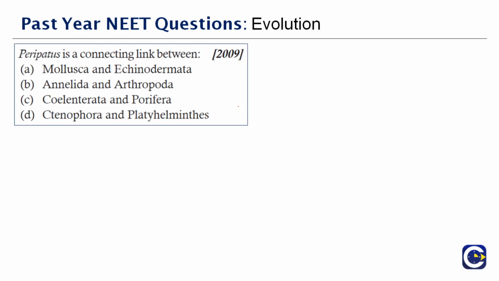Peripatus is a connecting link between dash. So what do you mean by Peripatus? It is a genus of Onychophora, that is, velvet worms as you call them. It is said to be a living fossil because it has been unchanged for approximately 570 million years. This is a nocturnal carnivore, and this is a connecting link between Annelida and Arthropoda.